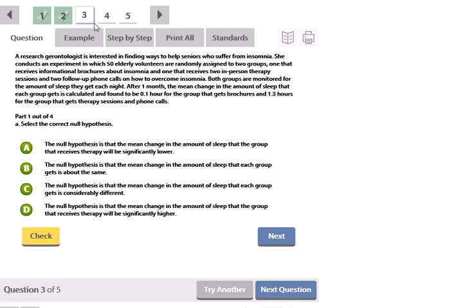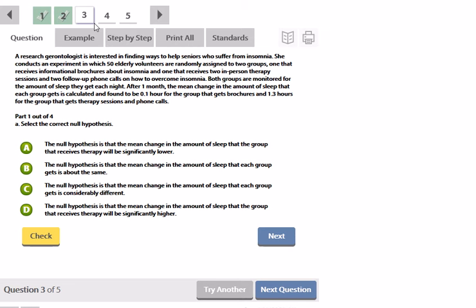Okay, and finally here, a research gerontologist is interested in finding ways to help seniors who suffer from insomnia. She conducts an experiment in which 50 elderly volunteers are randomly assigned into two groups, one that receives informational brochures about insomnia and one that receives 2 in-person therapy sessions and 2 follow-up phone calls as well on how to overcome insomnia. Both groups are monitored for the amount of sleep that they get each night. After 1 month, the mean change in the amount of sleep that each group gets is calculated and found to be 0.1 hour for the group that gets the brochures and 1.3 hours for the group that gets the therapy sessions.